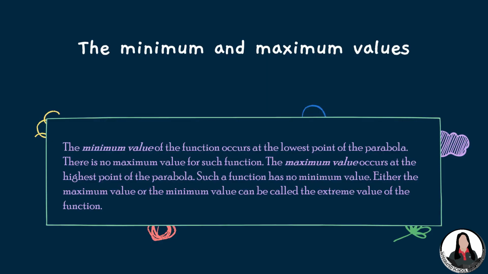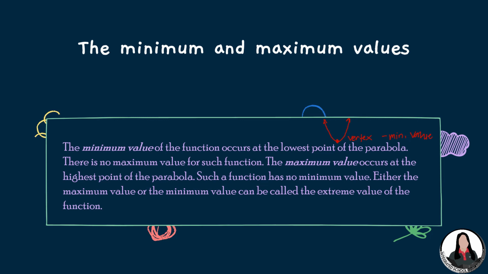Let us now proceed with the minimum and maximum values of our function. Okay, so the minimum value of the function occurs at the lowest point of the parabola. There is no maximum value for such function. So when we say lowest point of the parabola, that means our parabola opens upward. So let me sketch a simple parabola here. So if a parabola opens upward, the lowest point is our vertex. Okay? So the vertex is considered as the lowest point. Therefore, that is the minimum value of our function.